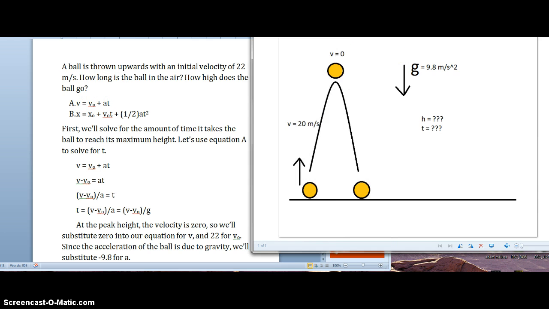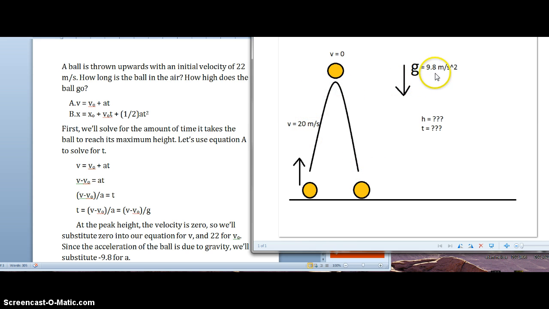So we have a situation like this, where we have a ball thrown upward at a velocity of 20 meters per second, and it's going to travel up and then it's going to travel back down. Now in reality it's going to go straight up and then straight down, but I drew it this way so it's a little easier to see. So 20 meters per second up and then back down.